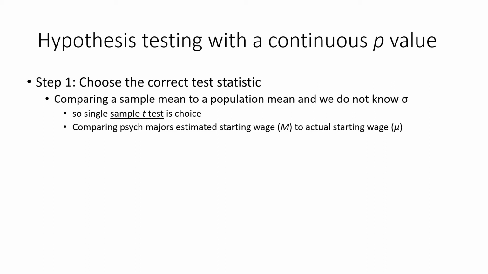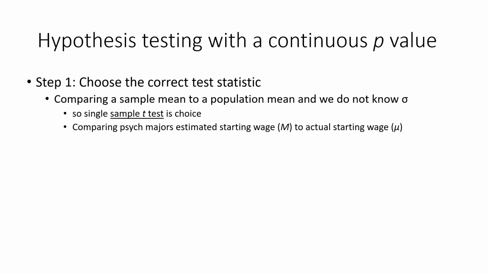The first thing we're going to do now is start walking through the statistical pillars. And the first statistical pillar is hypothesis testing with a continuous p-value. And the first step for that pillar is to choose the correct test statistic. In this case, you are comparing a sample mean to a population mean, and you do not know the population standard deviation. In a situation like that, you want to use a single sample t.